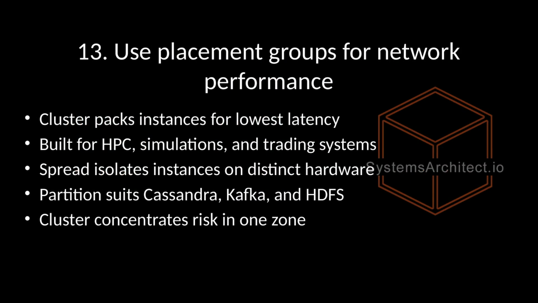Spread puts each instance on distinct hardware, so one failure cannot take two down. Partition splits the group into separate failure domains for Cassandra, Kafka, and HDFS. A cluster group concentrates all your risk in one zone.